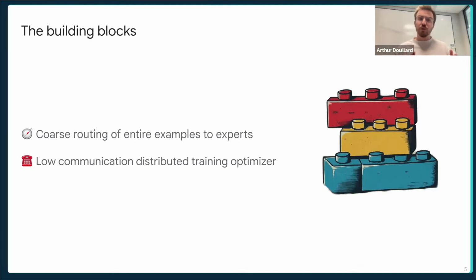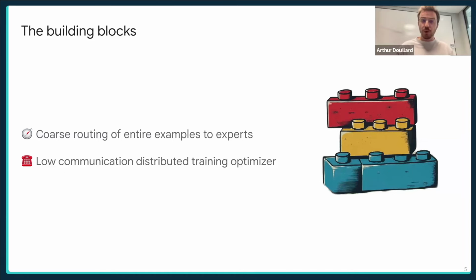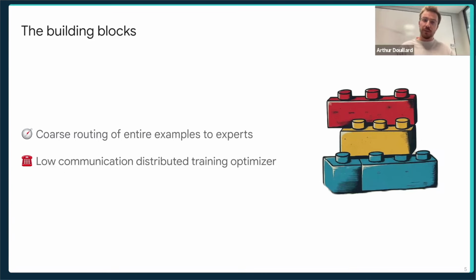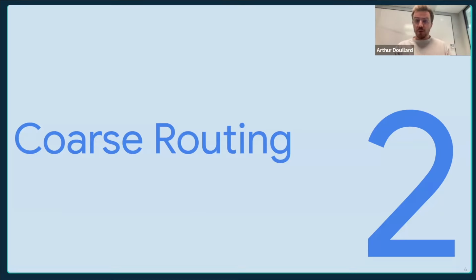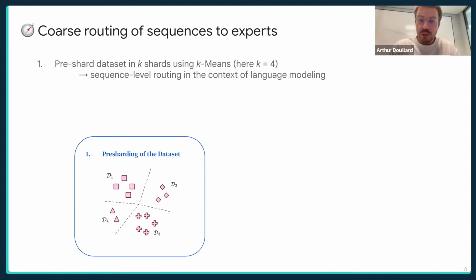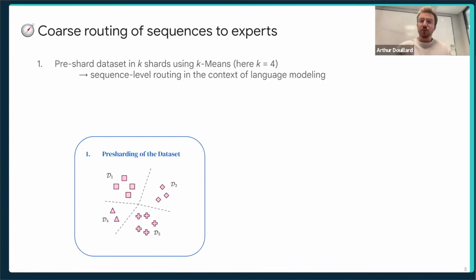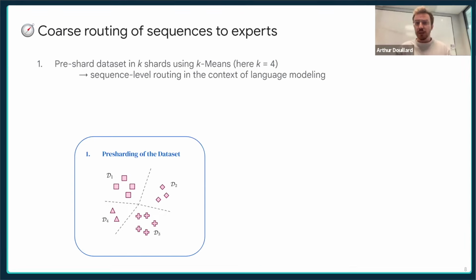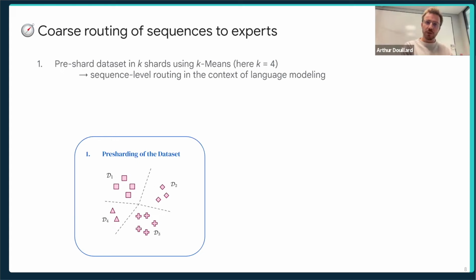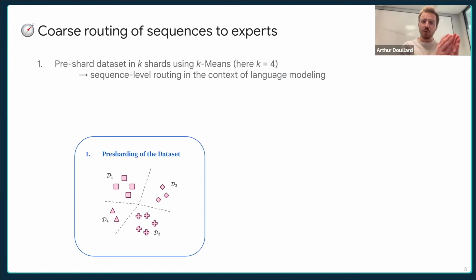To simplify, we have two big building blocks. The first one is coarse routing of entire examples to experts. The second one is a low-communication distributed training optimizer. So what is coarse routing? Routing is something you may be familiar with, for example, from Mixture of Experts. In Mixture of Experts, you have an online router that takes tokens, and it's just a linear classifier, and then says, this token must go to this expert, or this one to that expert, etc. But this is per-token routing. Each token is given a decision of which expert to go to.